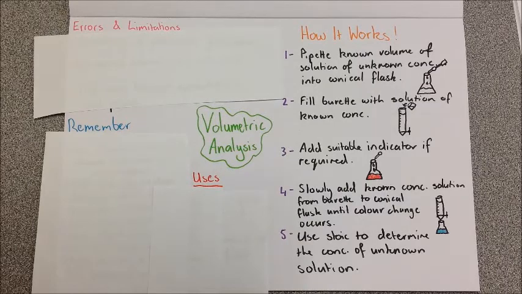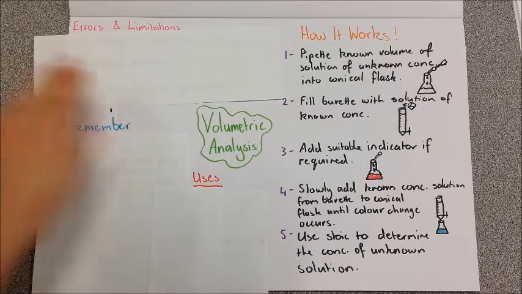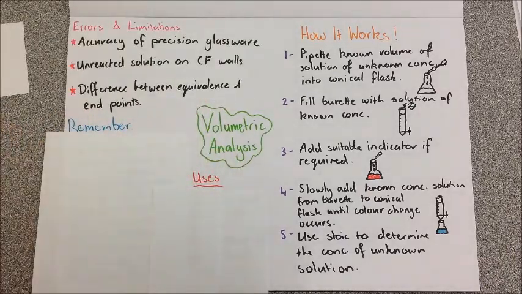Again, as with all analytical techniques, there are some errors and limitations to be mindful of when you're conducting these kinds of experiments. So the first one is the accuracy of your precision glassware. So your precision glassware is your pipettes and burettes because they deliver very, very accurate amounts of solution. But they, like anything, do come with a plus or minus amount of between 0.2 and 0.3 mLs. You have this in your notes, so make sure you go and read up on that.